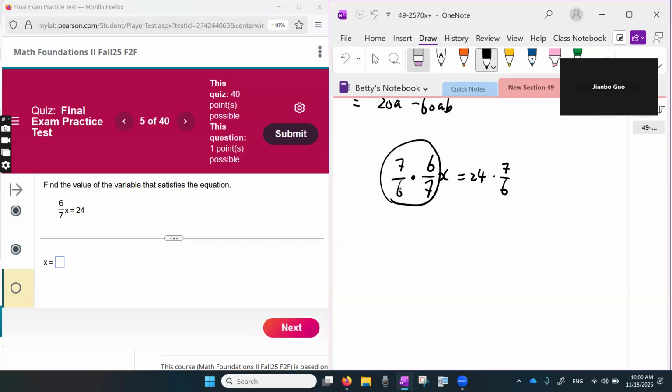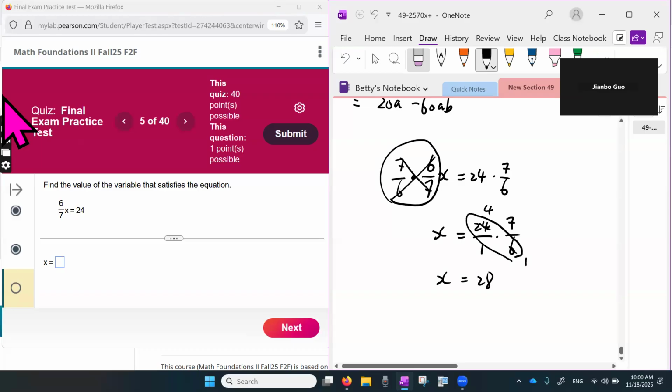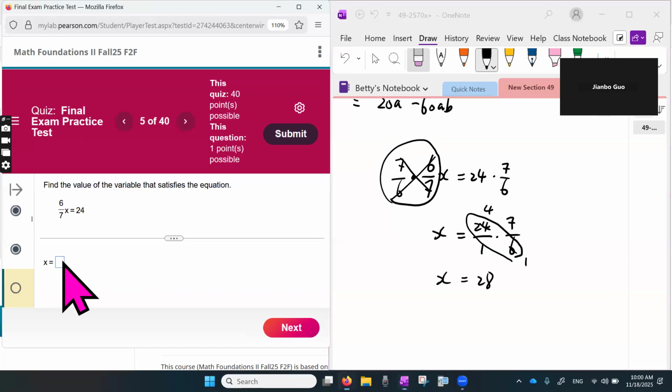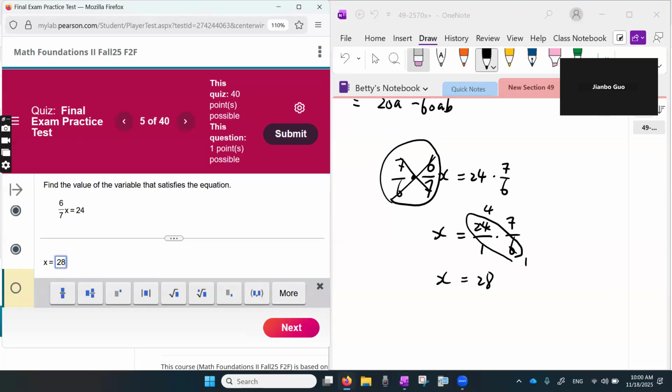6 over 7 times 7 over 6, they cancel. With x isolated on the right, 24 over 1 times 7 over 6. Remember the butterfly method? 24 divided by 6 is 4. So 6 becomes 1, 24 becomes 4. 4 times 7, 28. The solution of this equation is 28.